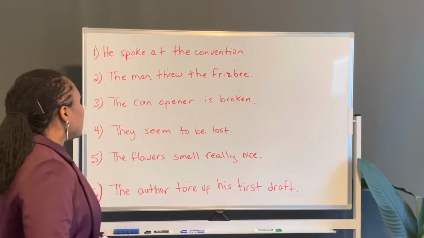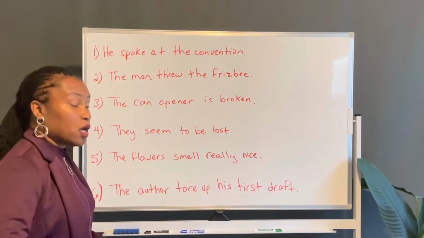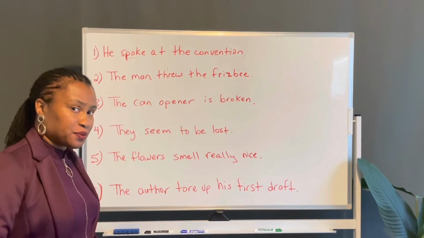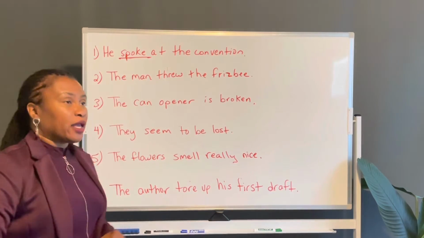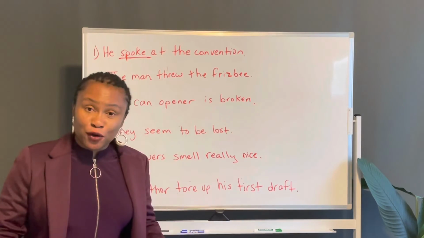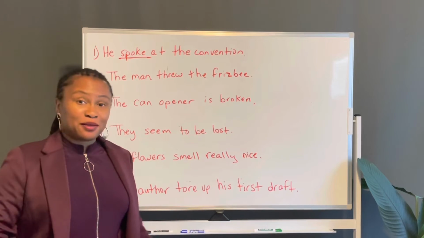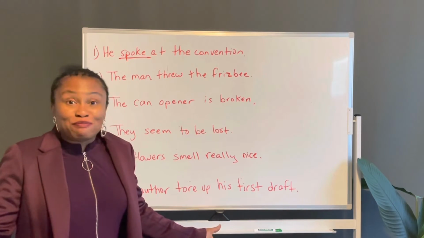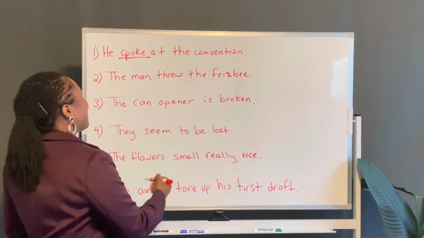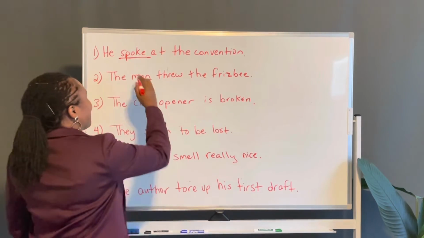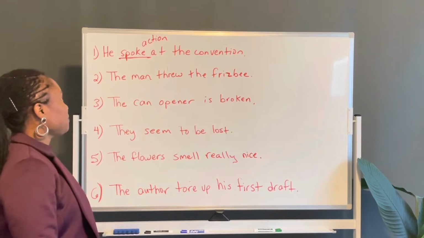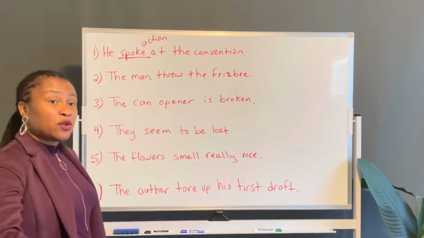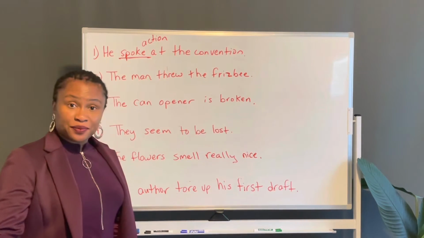All right, number 1, he spoke at the convention. What is the action verb? Spoke. Very good. The verb is spoke. Well, I gave you the answer. I meant what is the verb, and then you say action. But I gave it to you by accident. Okay, so the first one's on me. Okay, so spoke is an action verb. It's something you can observe being done.